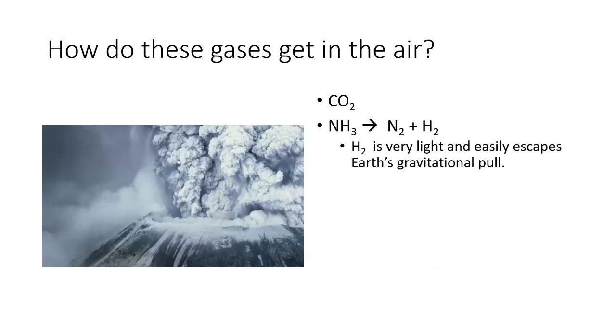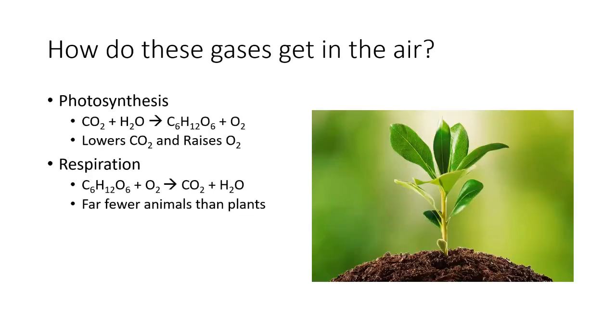We talked about this on Tuesday. I'm not going to pause on these, but how did these gases get here? Volcanoes came up with most of the nitrogen that reacted the ammonia to form nitrogen and hydrogen. We said photosynthesis is what helps us get the oxygen in the atmosphere, and we have this kind of steady trade-off of photosynthesis and respiration.